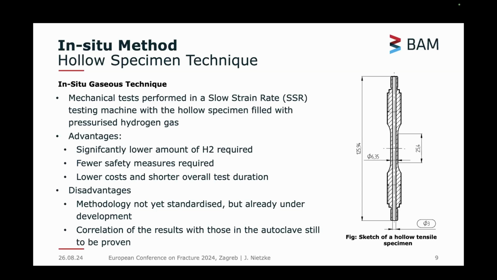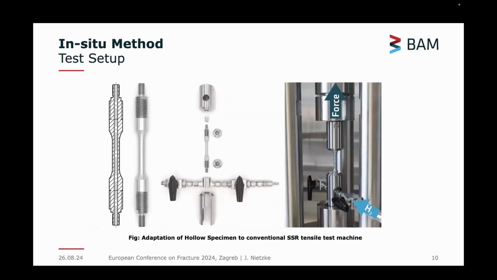But one disadvantage is that this method is not yet standardized. But what I have to say there is that we see some progress. There are some projects focusing on getting this method standardized in the future. So here are some images of the setup. You fill in the hydrogen and apply this to your standard slow strain rate tensile machine.